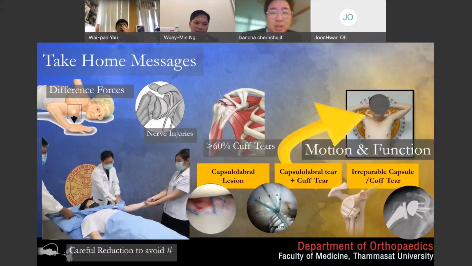So, take-home message for elderly dislocation. Shoulder dislocation in the elderly is not the same as in the young. The soft tissue dynamic stabilizers are more important, and the rotator cuff is commonly torn and must be repaired. Even in the emergency department, the reduction must be done carefully to avoid fracture during the reduction. Often combined labral, capsular, and cuff repair is needed to have good motion and function. If it cannot be repaired, then replacement is the option. Thank you.